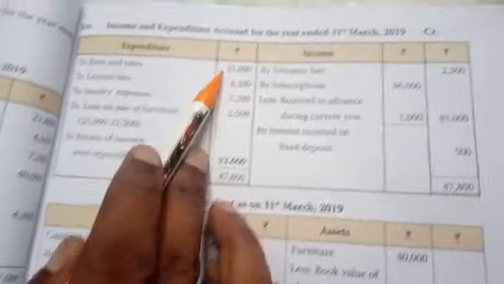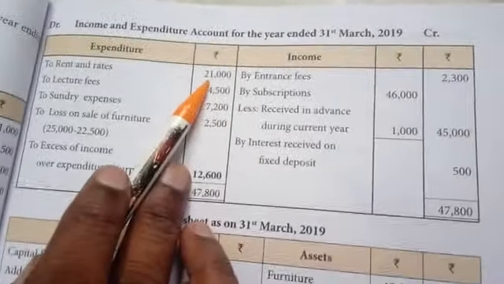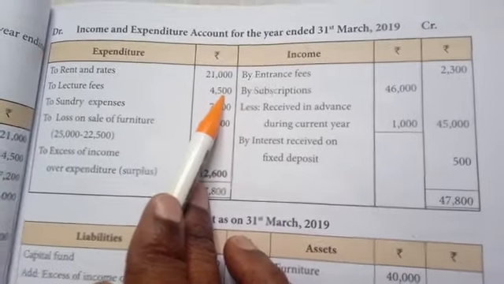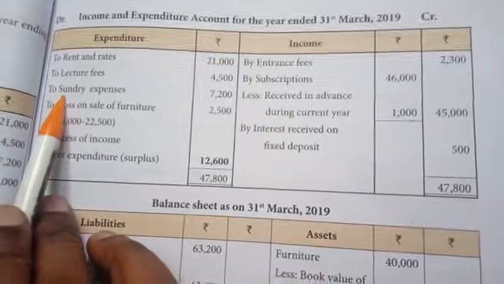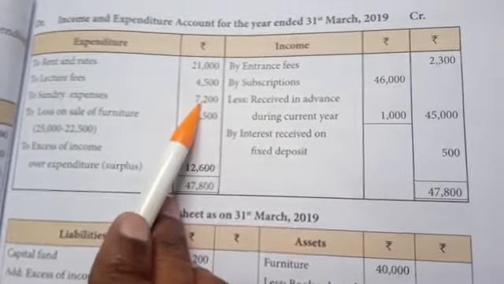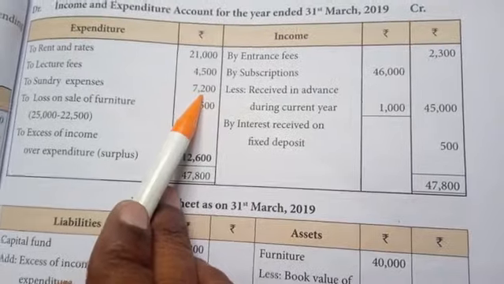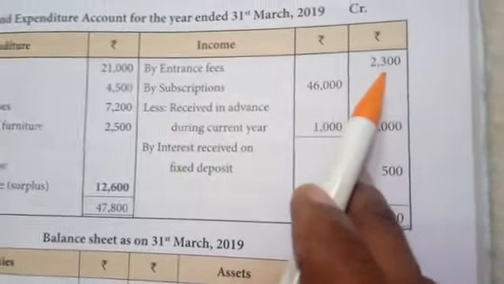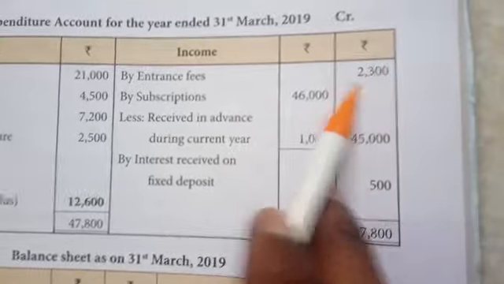First, the expenditure side. Rent and rates, revenue expenditure 21,000. Lecturer fees, recurring nature, revenue expenditure 4,500. Sundry expense, revenue expenditure, appears on the expenditure side of the income and expenditure account. Loss on sale of furniture, revenue loss. Then entrance fees, revenue receipt. It should appear on the income side.